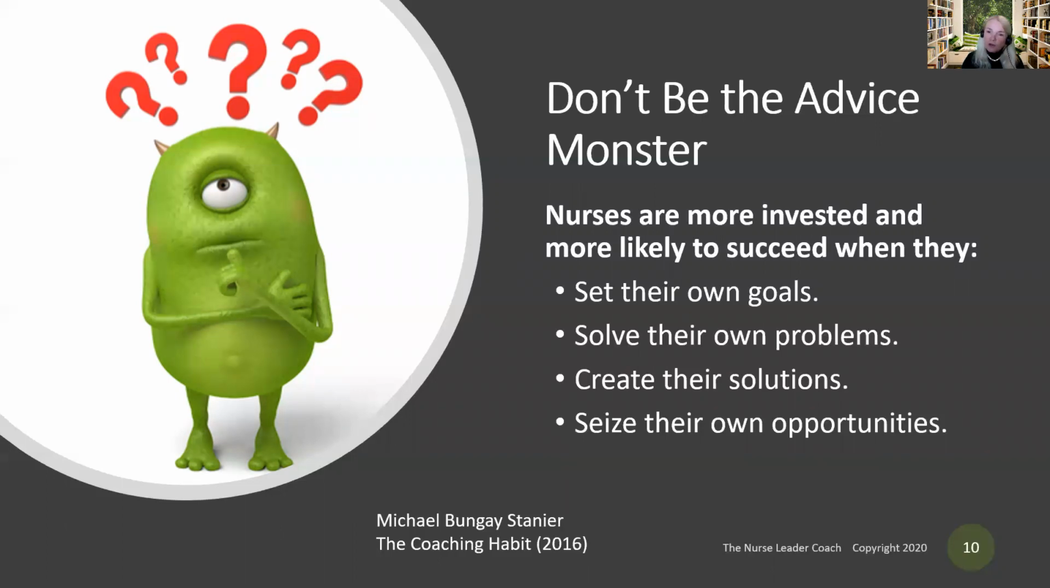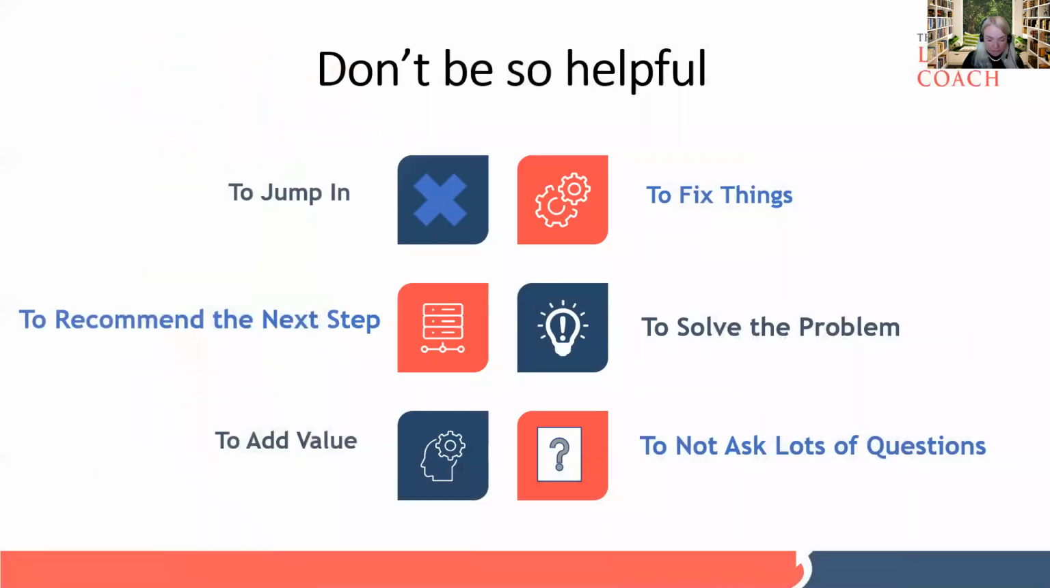So try really hard to avoid giving advice. So how do you stop being an advice monster? Well, for one thing, you need to stop being so helpful. And that means don't jump right in to solve problems. Don't immediately give solutions to problems when people ask you for them. Don't always try to add value to every conversation by saying things like, well, did you think about this? Did you think about that? And most important, ask lots of questions.